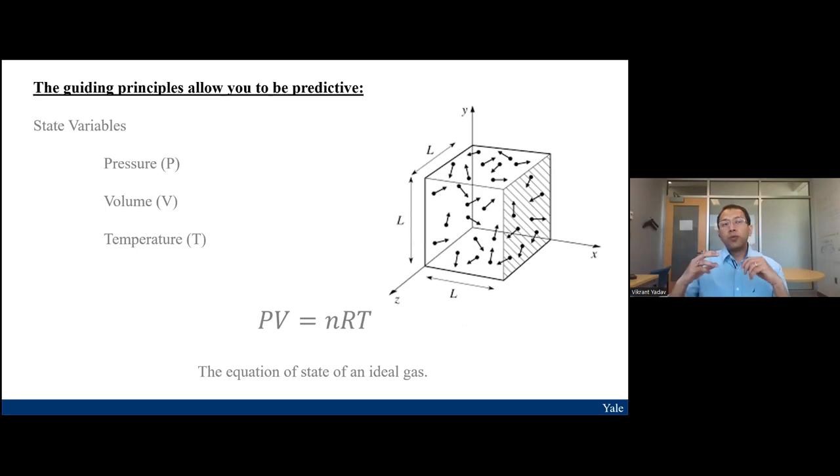And the reason we like these guiding principles is because they allow you to be predictive. And that is what you want in physics. So for example, with the ideal gas, guiding principles allow you to define state variables like pressure, volume, and temperature. And then it allows you to combine these things together to give something like an equation of state. And that equation of state allows you to specify the state of the system. It allows you to know how the system evolves. It tells you how it will behave when you perturb it.